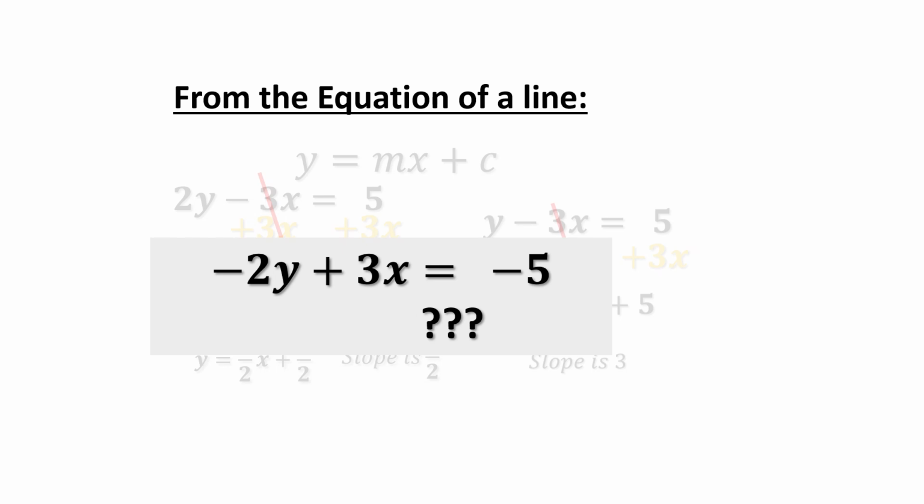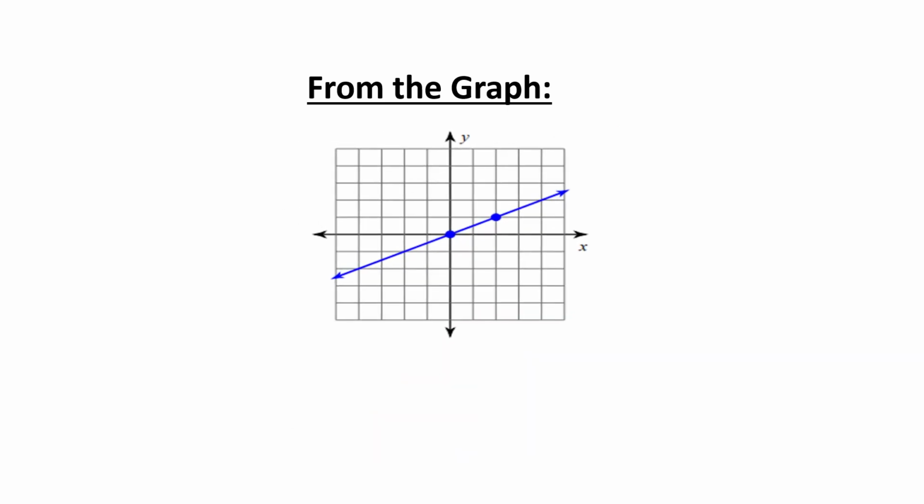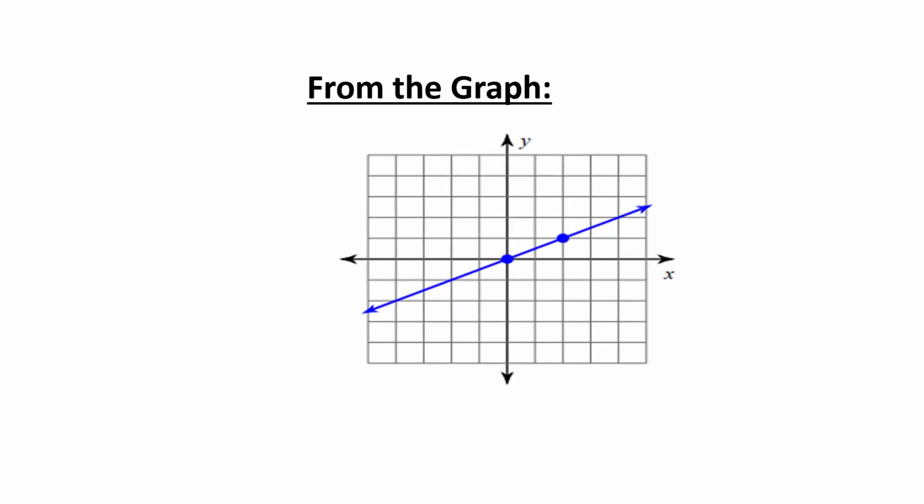Now let's go to the last part: from the graph. How do we find the gradient from the graph? The question will look something like one of these. They will give you a line. They ask you to find the slope or the gradient. Let's do the first one. To do this, you will first need to know what the gradient, the slope, is. It's rise over run. So the slope is rise over run.